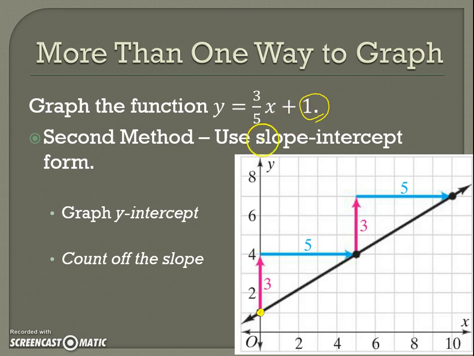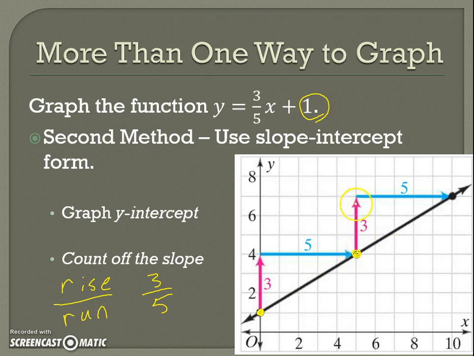And then I use the slope, which if you remember is rise over run, and the slope is 3/5, so that means from this point I rise 3, 1, 2, 3, and then I run 5, 1, 2, 3, 4, 5. And there's my next point. And I connect those 2 points, it gives me a line.